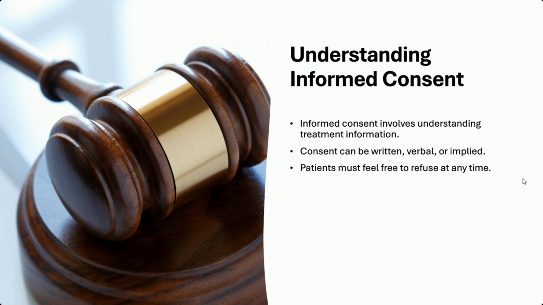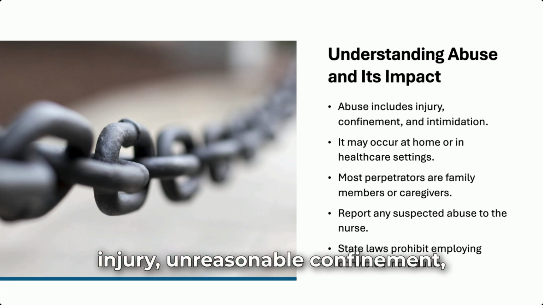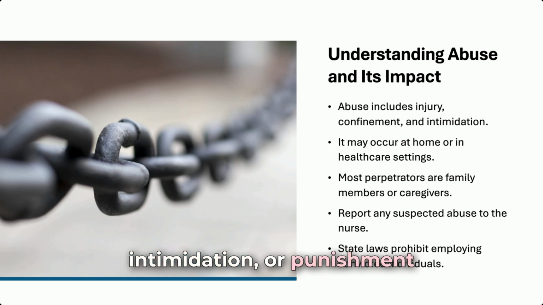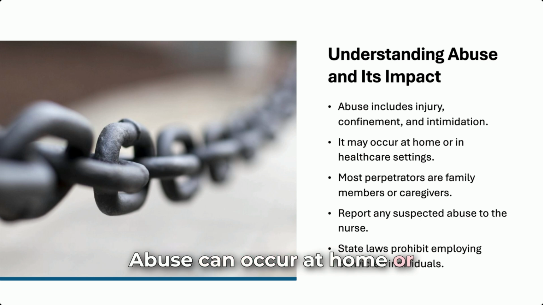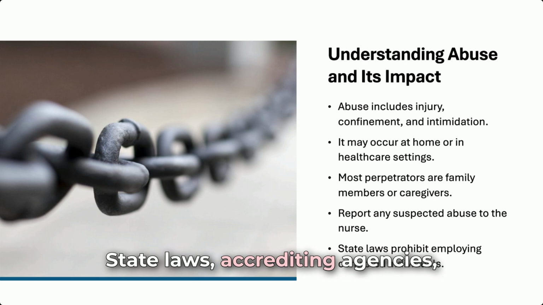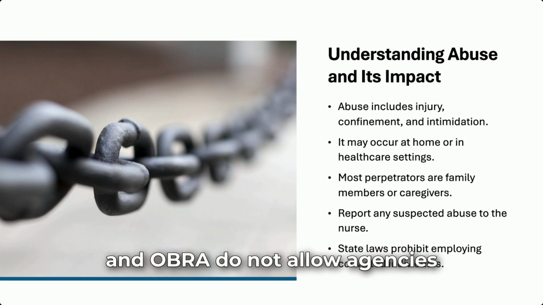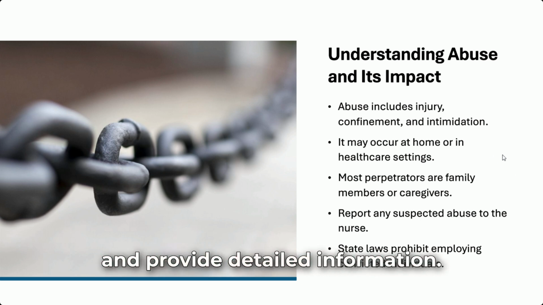Abuse is the willful infliction of injury, unreasonable confinement, intimidation, or punishment that results in physical harm, pain, or mental anguish. Abuse can occur at home or in healthcare agencies, and it is often perpetrated by family members or caregivers. State laws, accrediting agencies, and OBRA do not allow agencies to employ persons convicted of abuse, neglect, or mistreatment. It is important to report any suspected abuse to the nurse and provide detailed information.